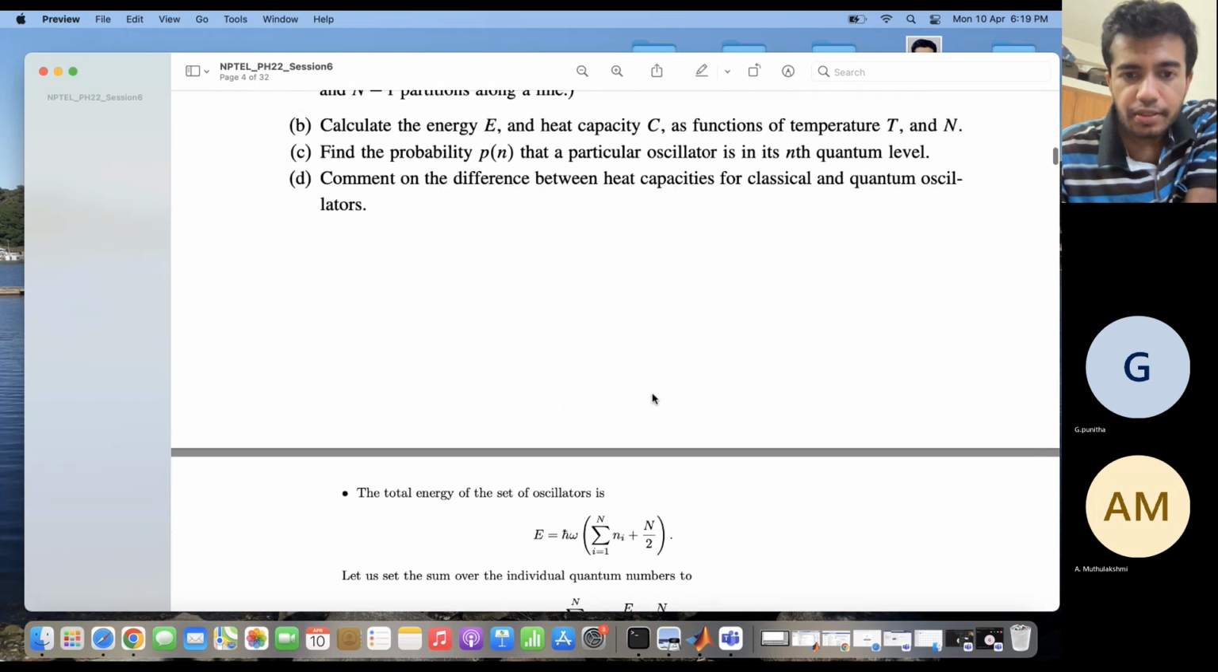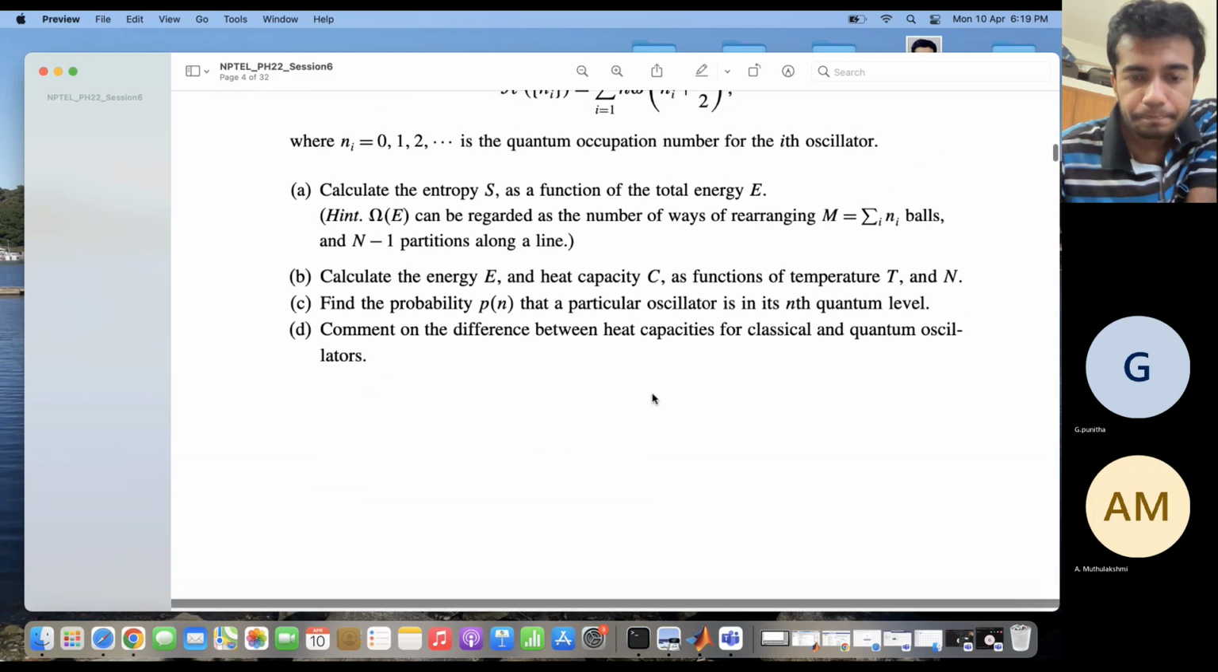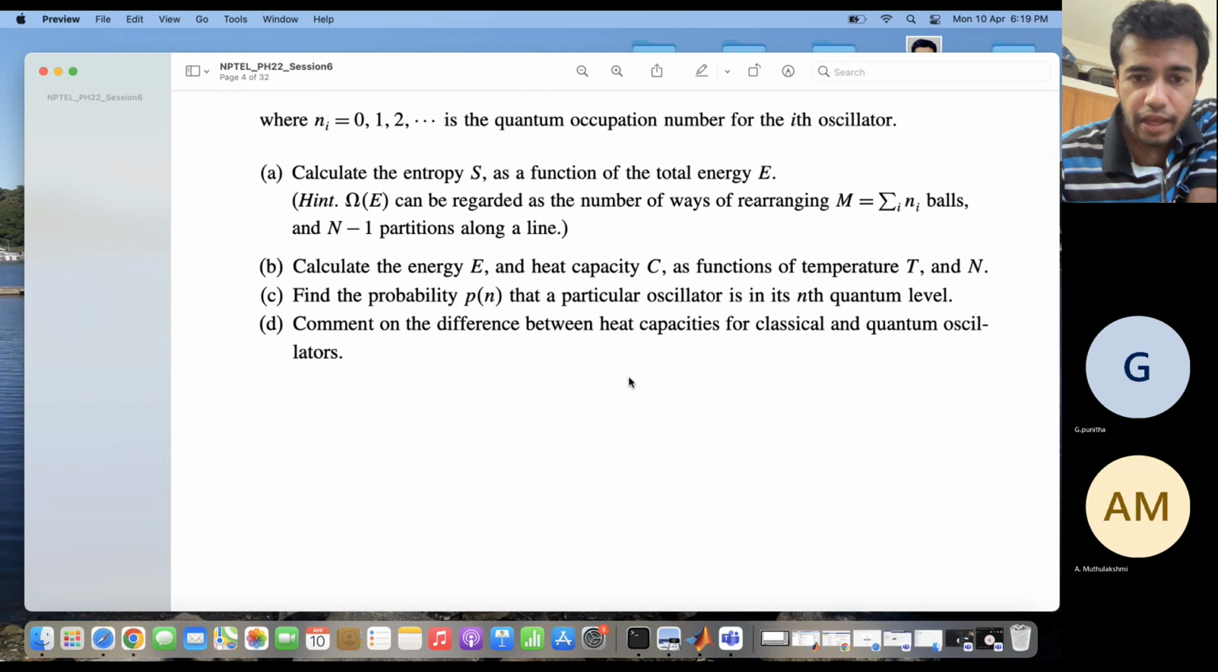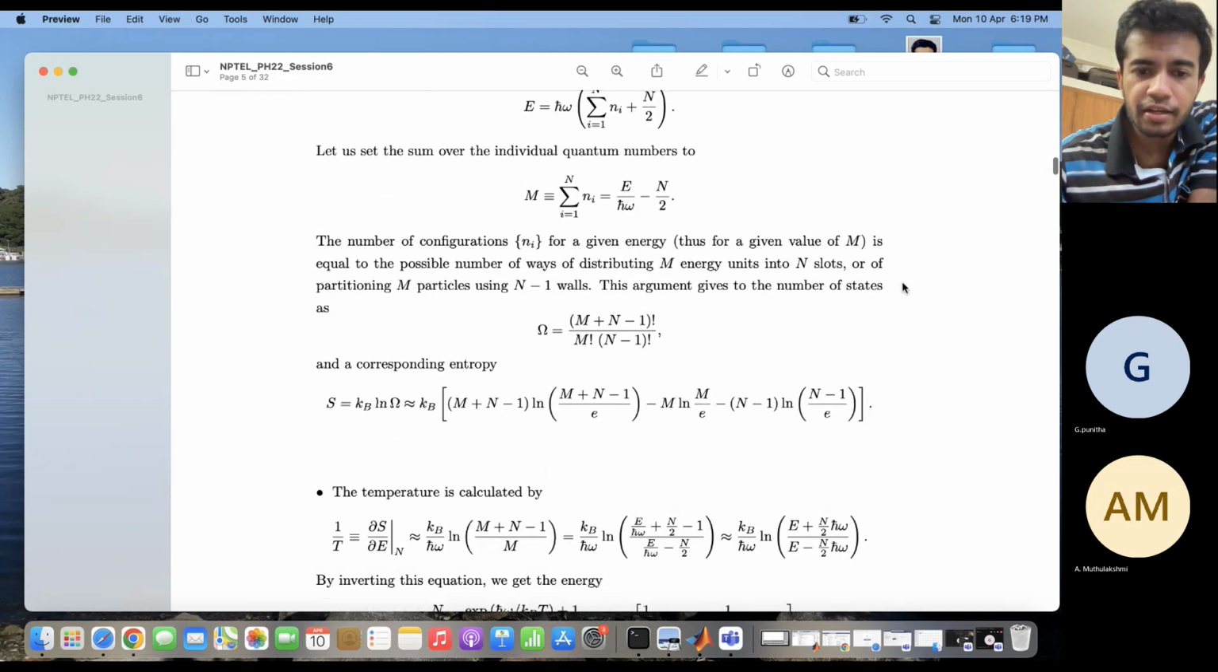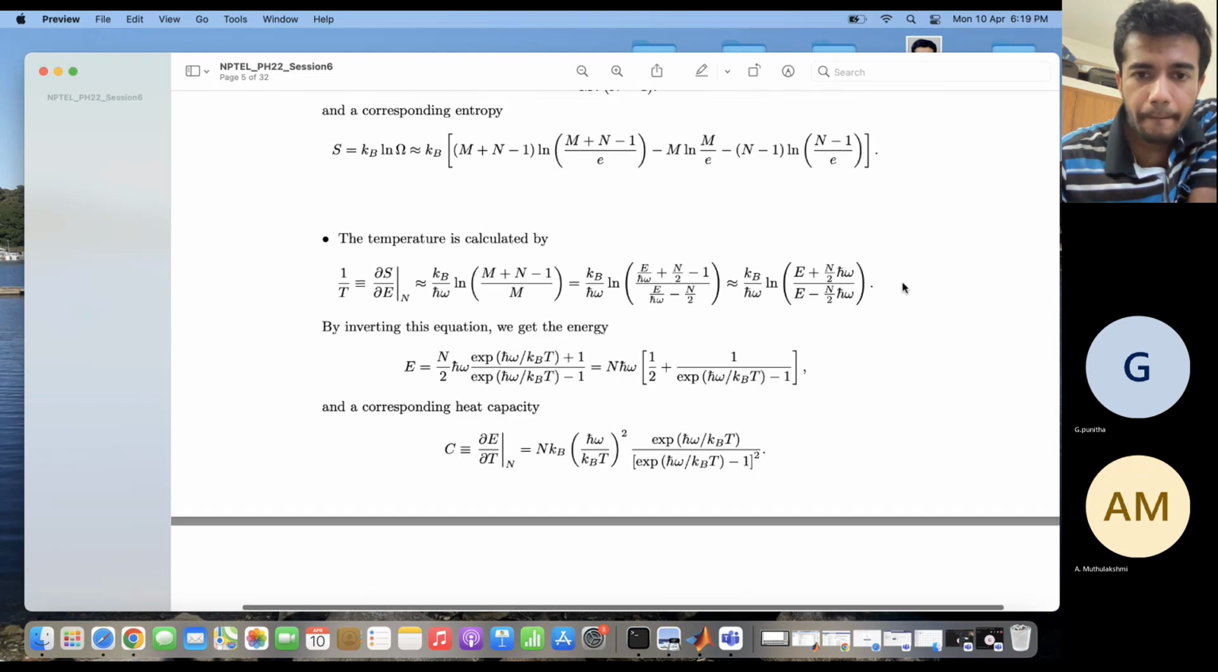So then what is the next question? The next question is that I have to calculate the energy and the heat capacity as functions of temperature T and the number of particles N, similar to what I had done earlier.